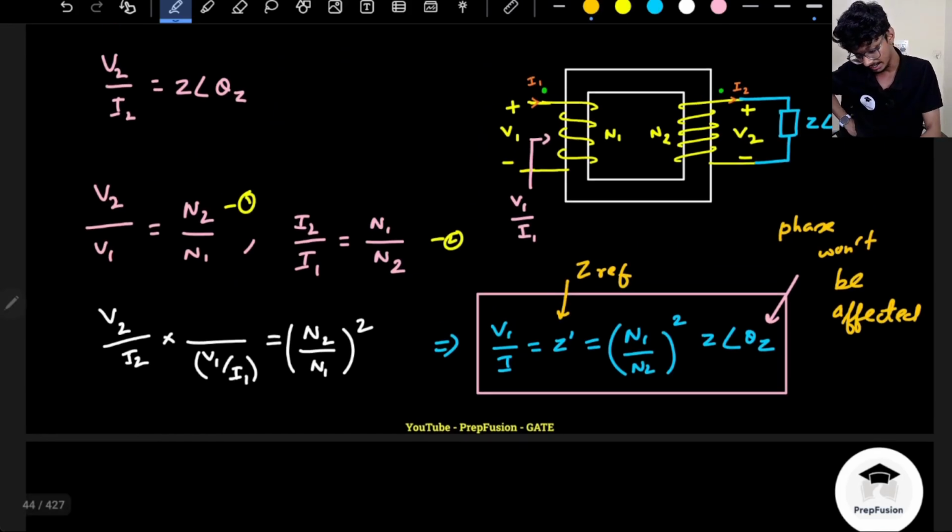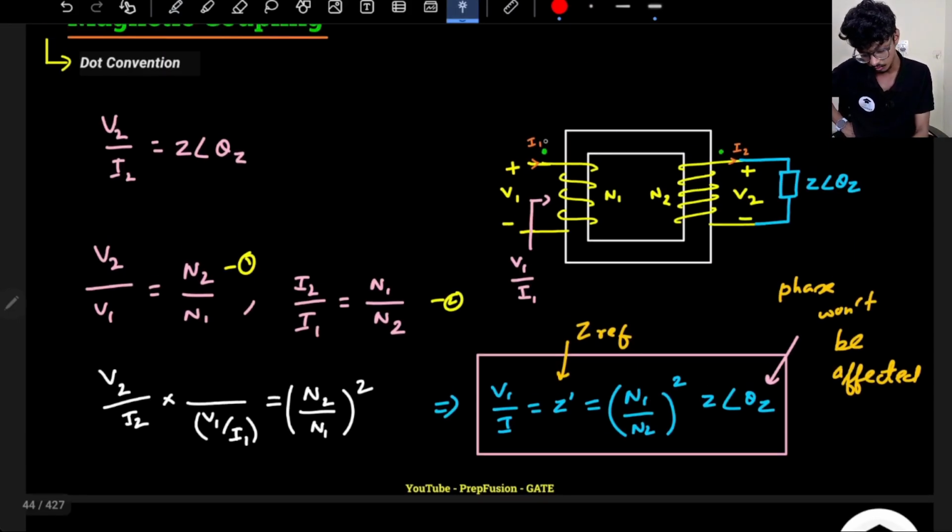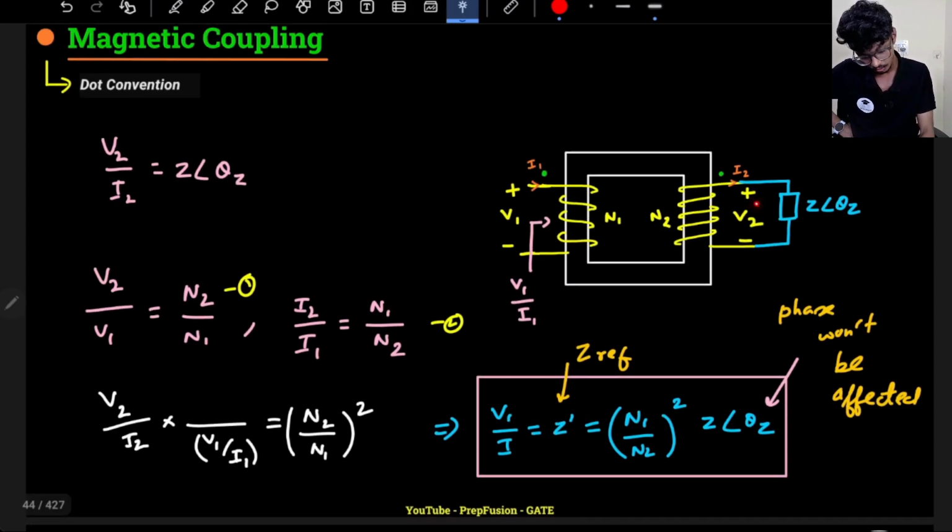Okay, so analyzing this will be very hectic, right? Either what you can do, if let's say you wanted to find out this I1 current, there are two ways to find out this I1 current. First, you have applied a V1 voltage. From there you find out V2, because V2 by V1 is N2 by N1, and from there you will be able to find out I2, because I know Z, so V2 by Z will give me I2. Now you put this I2 in this equation, and from here you will find out I1.